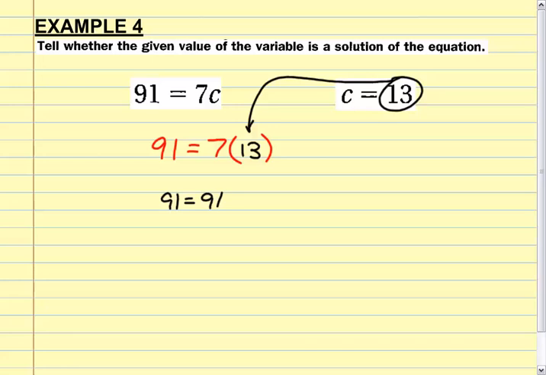So is this value for the variable a solution? Yes, sir. Because this is a true statement, it is. Okay? Nice, how we doing? Good so far? All right, good. Let's look at the next one.